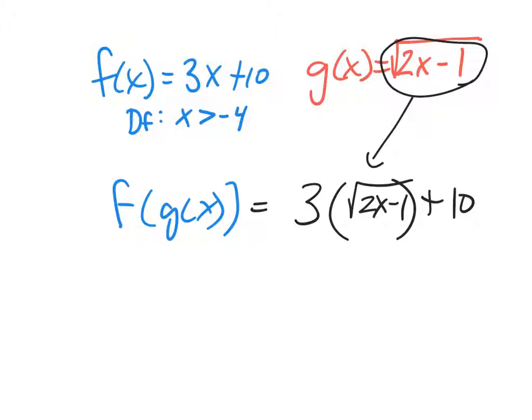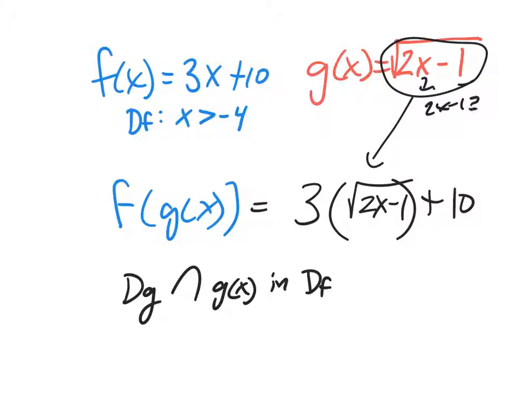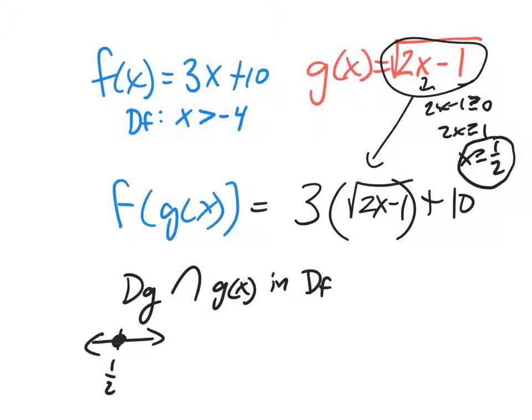Okay, now how about its domain? I always started with dg, the inside one, intersected with the inside one, except not the domain, it's the actual function, in df. So then dg, I never figured that out yet, I'll go do it now. 2x minus 1 needs to stay greater than or equal to 0. So then 2x greater than or equal to 1, x greater than or equal to 1/2. So here's dg, here's 1/2, greater than or equal to.